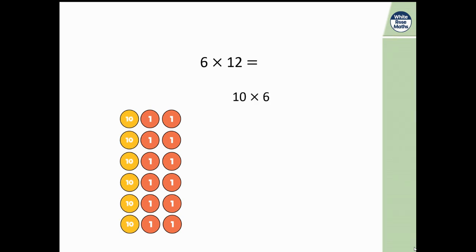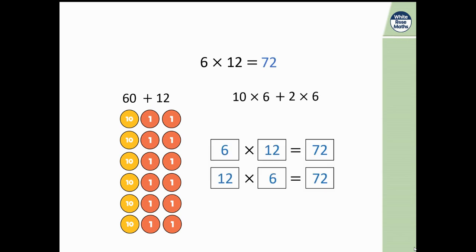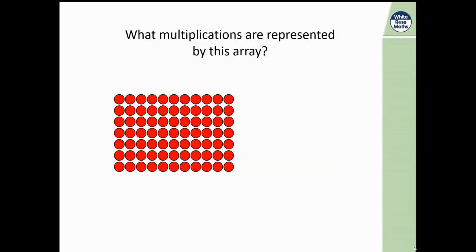So that's the same as 10 multiplied by 6 is 60, and plus 2 lots of 6, because I've got my 2 rows of 6 there, which is equal to 12. So 60 plus 12 is 72. I could write it like this as well. 6 multiplied by 12 is 72, and 12 multiplied by 6 is 72.